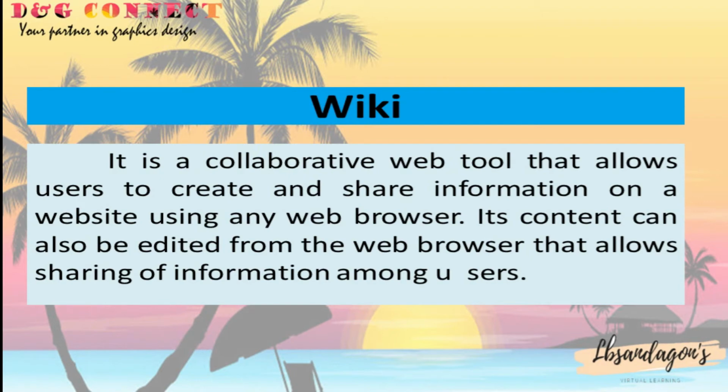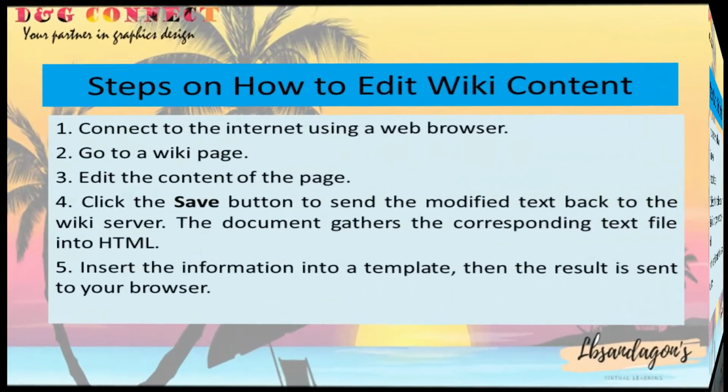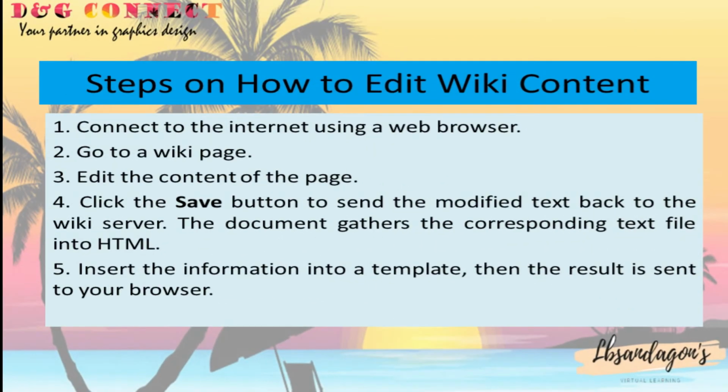So I will be giving you the steps on how to edit wiki content. So here are the steps on how to edit wiki content. Number 1, you have to connect to the internet using a web browser. You cannot even open a wiki or any other website if you do not have an internet connection. So it is very important that you have an internet connection. So that's number 1, connect to the internet using a web browser.